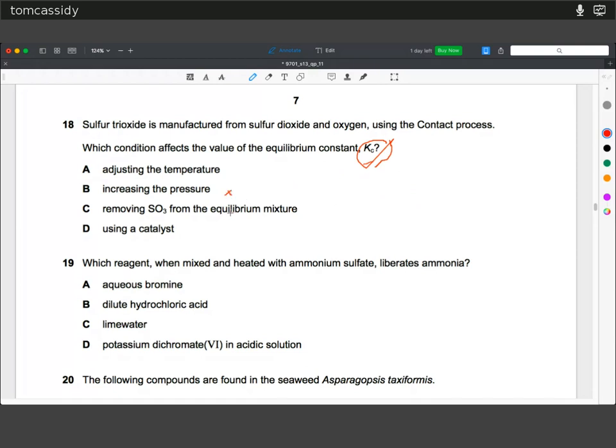Removing product from the equilibrium mixture, well, that's like reducing the concentration, and that doesn't change the equilibrium constant either. A catalyst, you need to know, does not change the equilibrium constant. It just changes how quickly equilibrium is established. And so the only one that's left that really does change the value of the equilibrium constant is the temperature. When you see equilibrium constants, they're always quoted at a particular temperature, because the temperature is the one thing that will change the value of the equilibrium constant.